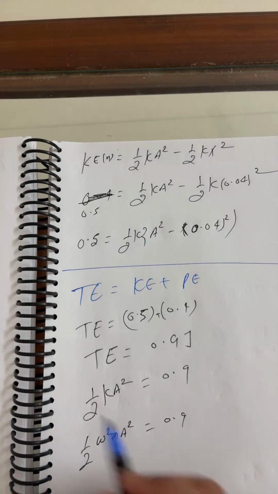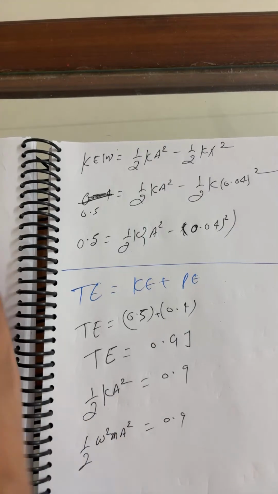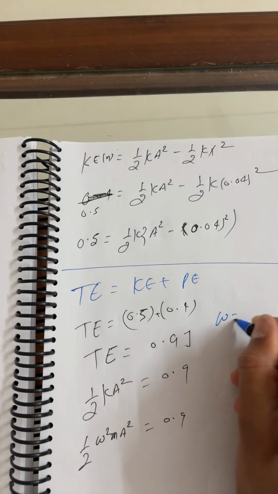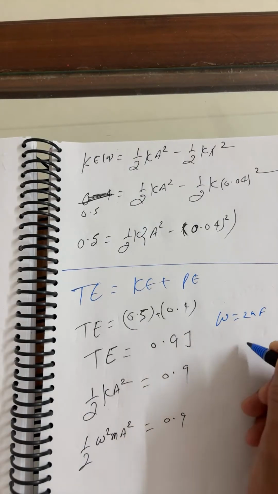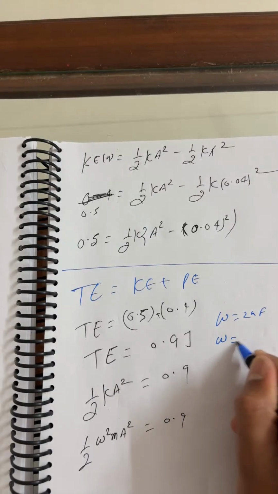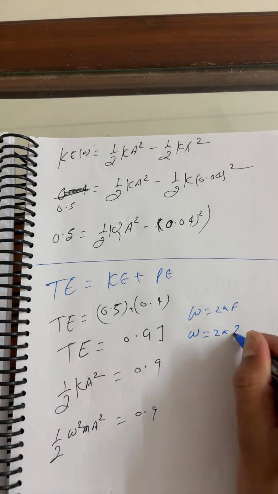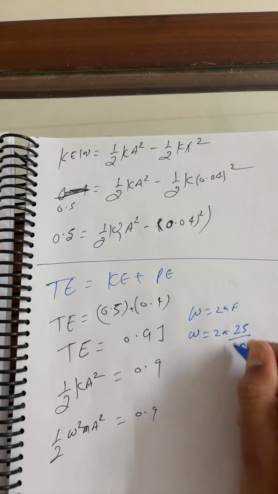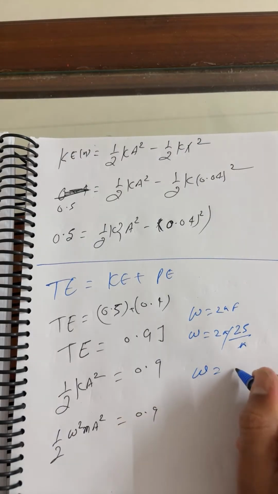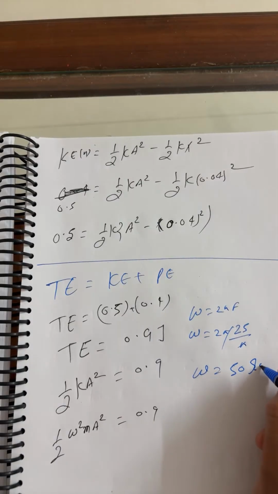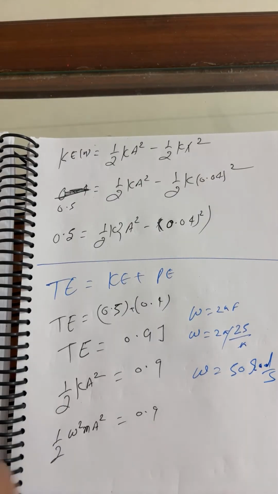The mass mentioned here is 0.2 kilogram. The omega we can find as 2 pi f, and f is 25 by pi. So omega is 50 radian per second.